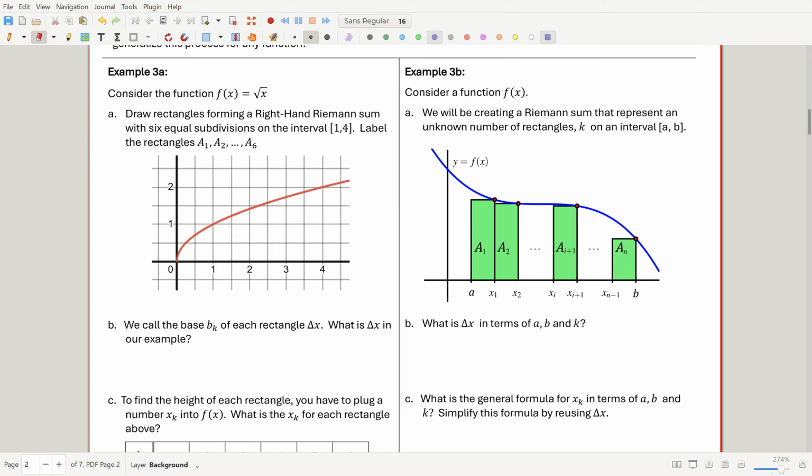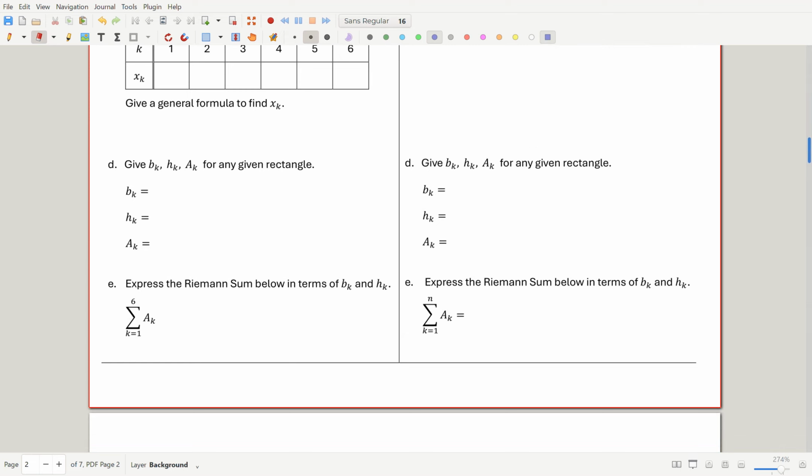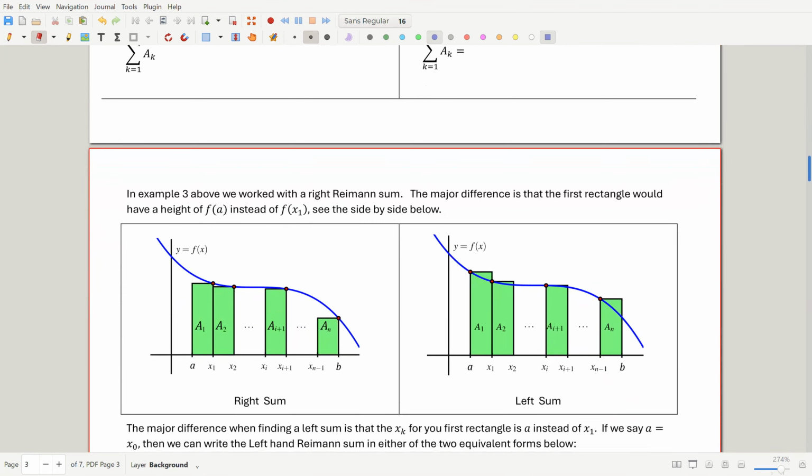The k represents what rectangle you're on. This is real math that we're doing, by the way. We've hit real math. You're seeing a difference between the things that you've learned in the past and higher level calculus. Okay. Putting that all together: bases, heights, areas, multiply them out.